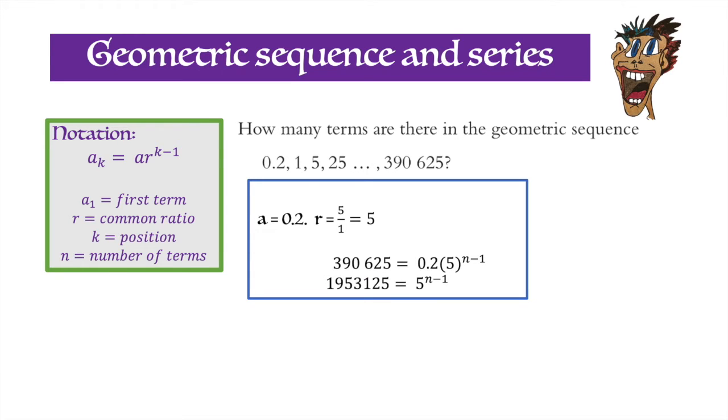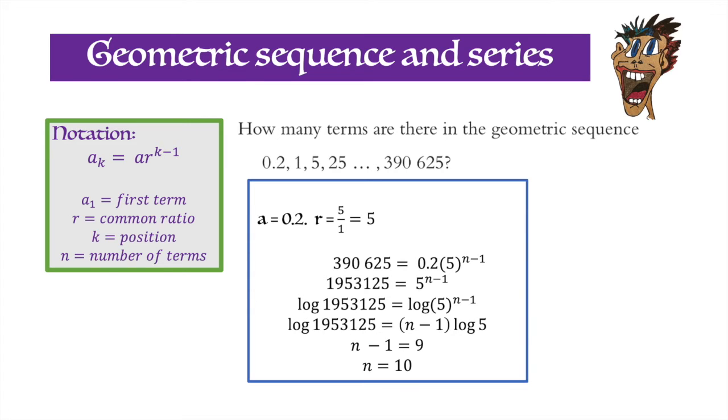First thing I'm going to do is tidy things up as best I can. I'm going to get rid of that 0.2 by dividing both sides by it, and I end up with this, something to the power. Now I need to deal with that. The best way is with logs. So I'm going to log both sides. It doesn't matter what base here, it's base 10. The beauty of that is I can deal with this n minus 1 and drop it down. I'm now going to divide both sides by log 5, and I end up with n minus 1 is 9, so n is 10.